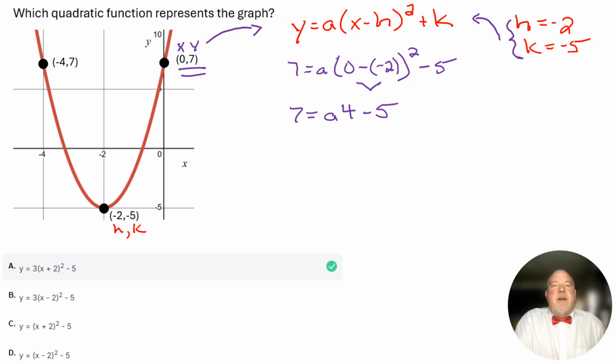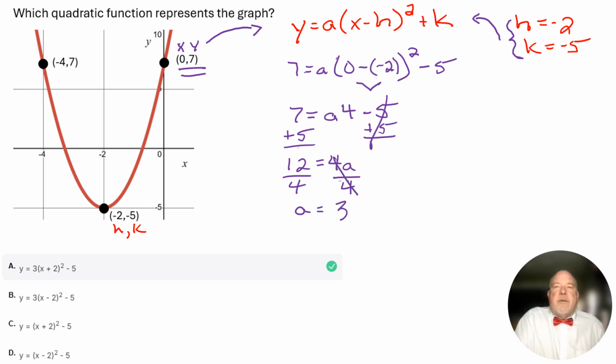Now I'm solving this for a. So the next step is I'm going to add 5 to both sides. So plus 5. That goes away. And now I'm left with 12 equals, so this time I'll write it as 4a. And then the last step, divide by 4. So that goes away, and a is equal to 3.